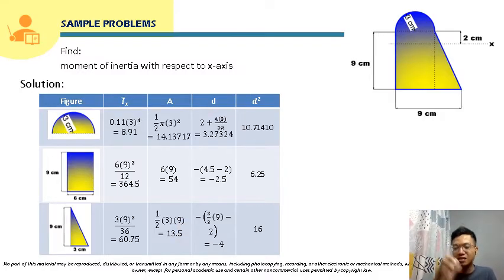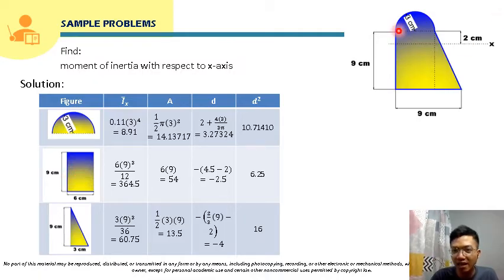Now for the distance d, this is the distance of the centroid of each shape to the x-axis, which is the reference axis. For this semicircle, the centroid is located somewhere here at this point. We will measure the distance of this point up to the reference axis. So this is the y coordinate of the centroid, which is 4r over 3 pi, plus 2. So that will be 2 plus 4r over 3 pi, wherein the radius is 3. This will be 3.27324. That will be the distance d of the centroid of the semicircle to the reference axis.